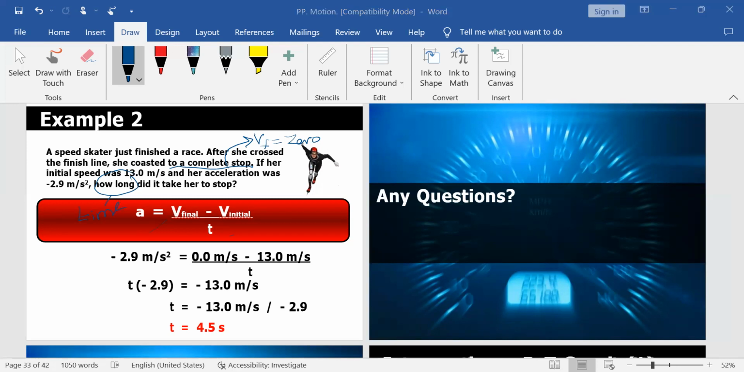You want me to explain graphs, how to graph acceleration? No problem. Okay. Graphing acceleration. How to graph acceleration.